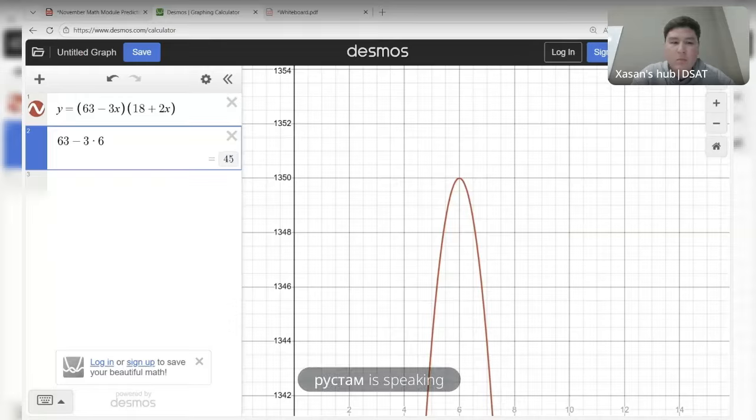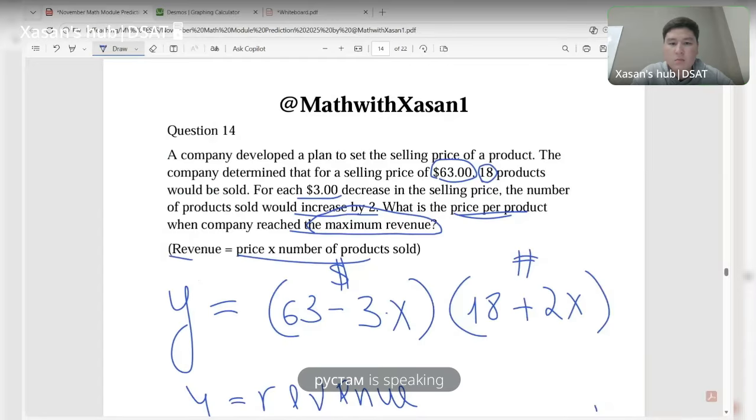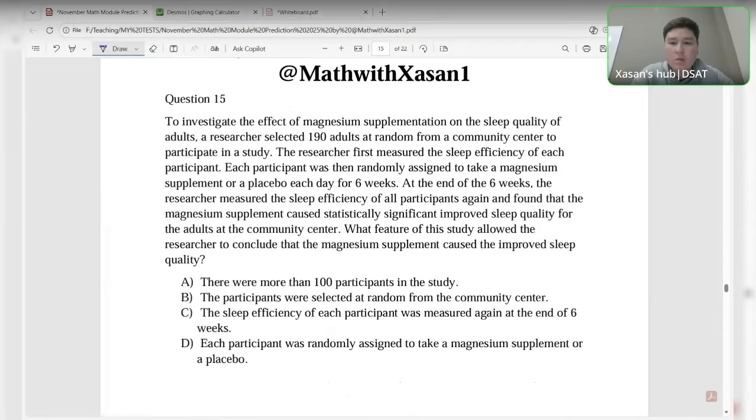I thought that the question asked for revenue. No, look, understand. It is asking the price per product to reach the revenue. Yeah, got it. Thank you. Great. Sorry, guys. Now you can keep on with questions.